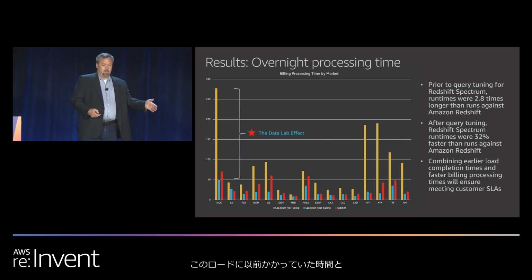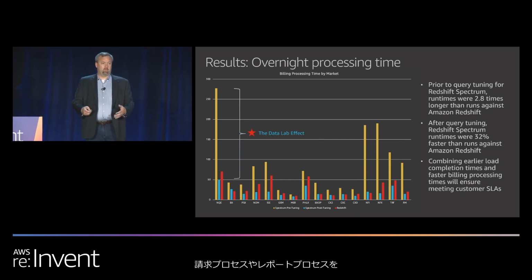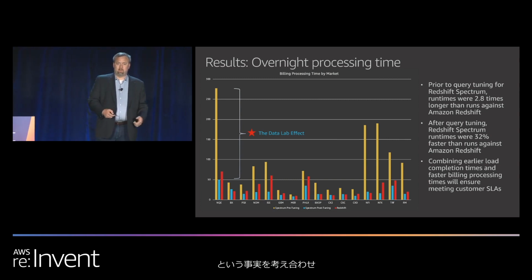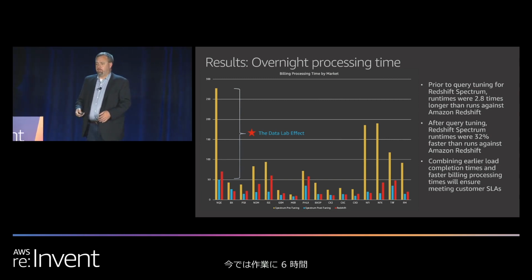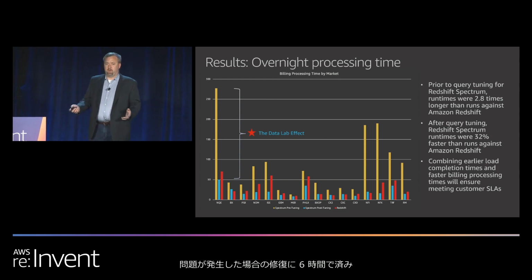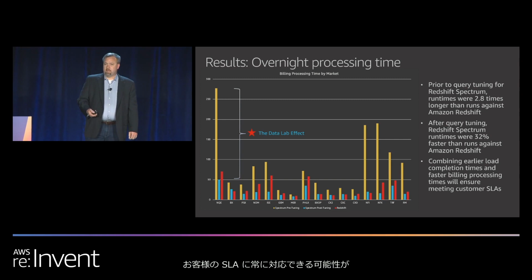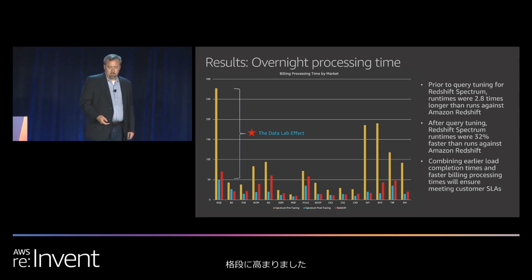So we combine those earlier load times with the fact that we're able to run these billing and reporting processes faster than we used to be able to, and we've taken this 12-hour window and we've cut it in half. We now have 6 hours to do our work and 6 hours to recover if we have an issue, greatly improving the chances that we're always going to meet our customers' SLAs.